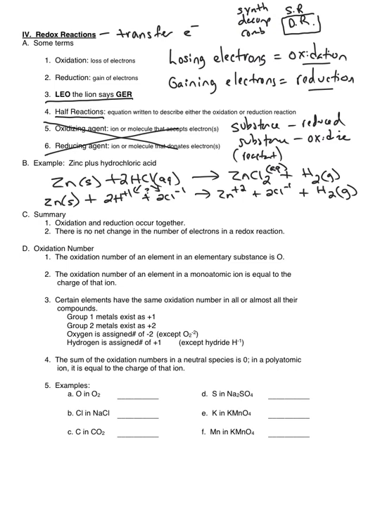Do we have any spectator ions? Yes, the 2 chloride ions are spectators. And what we're left with is the balanced redox reaction. It's also the net ionic equation for this reaction.